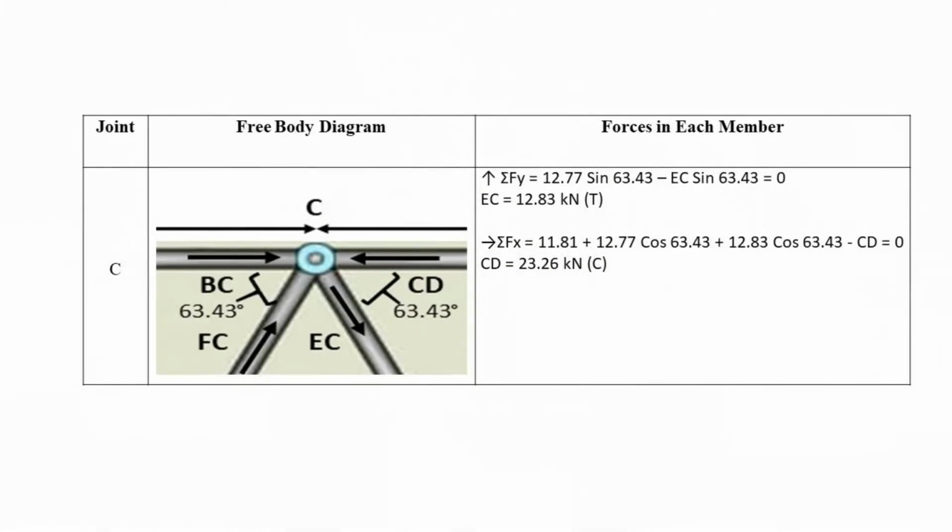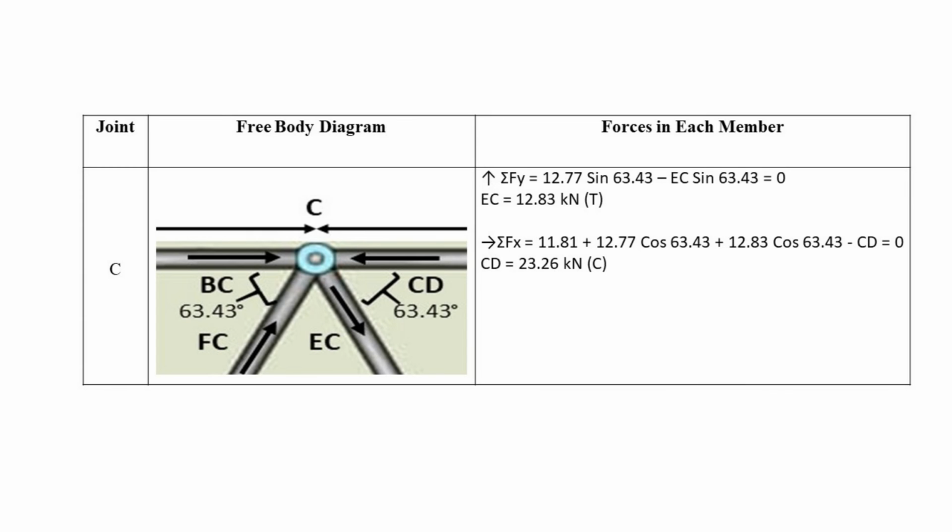The total force that acts on the y-axis is calculated by using 12.77 sine 63.43 minus EC sine 63.43 equals 0. 12.77 is obtained from our previous calculation, which is the value of FC, and EC is 12.83 kilonewtons and it is in tension because it is moving away from the joint.